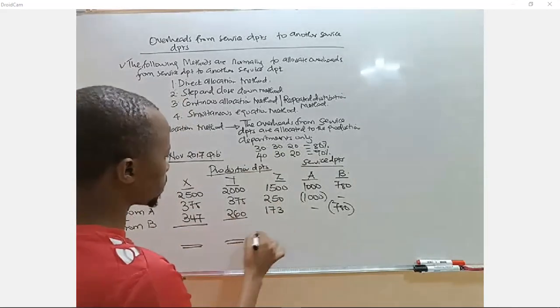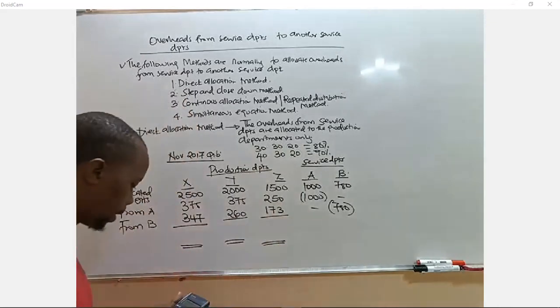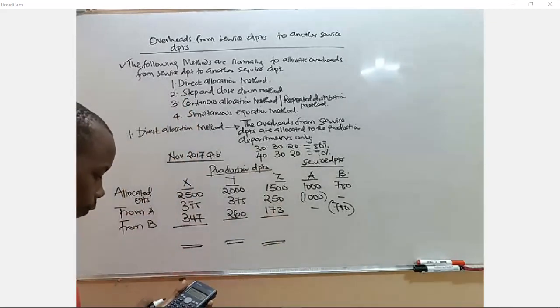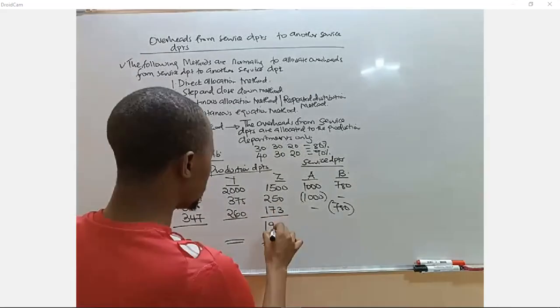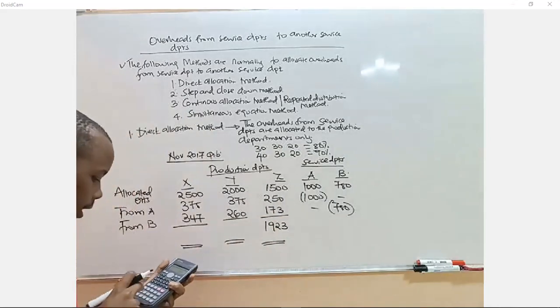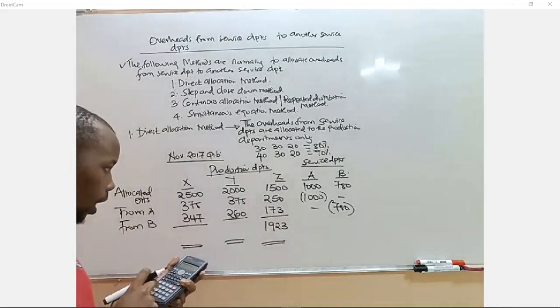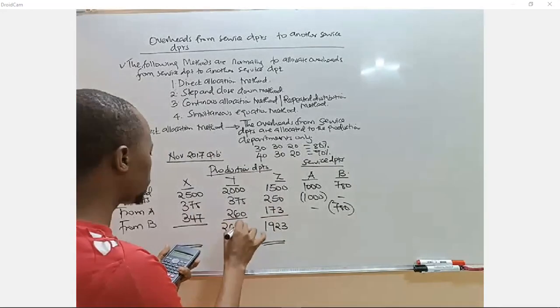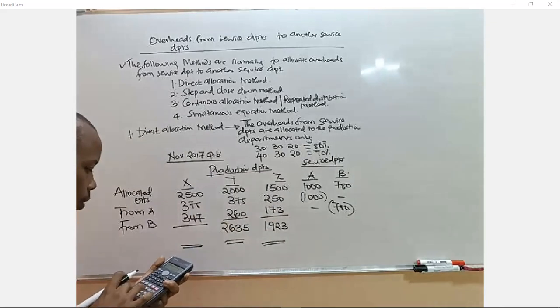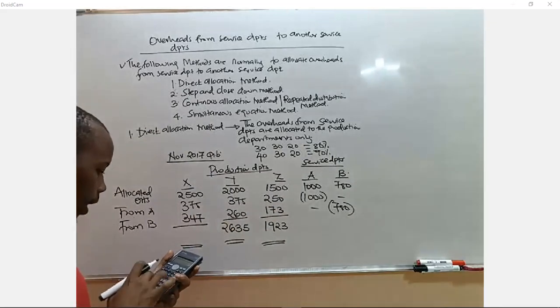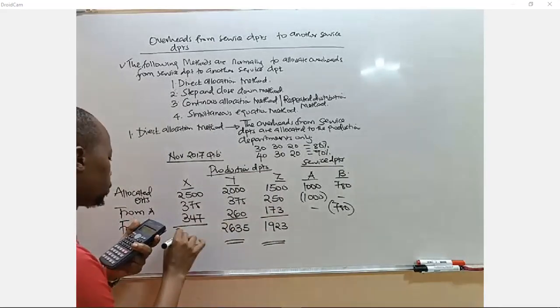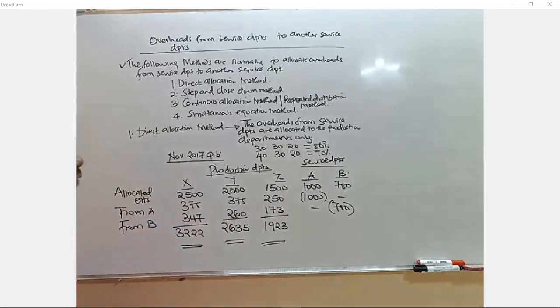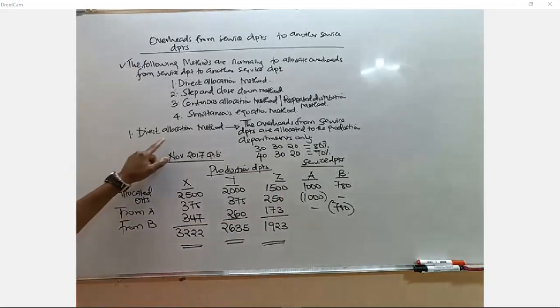Then you get your totals for each department. The last one will be 173 plus 250 plus 1500. You get 1923. We have 260 plus 375 plus 2000, getting 2635. Then the first one will be 2500 plus 375 plus 347. Here you get 3222. That is how you do your calculations using the direct allocation method.